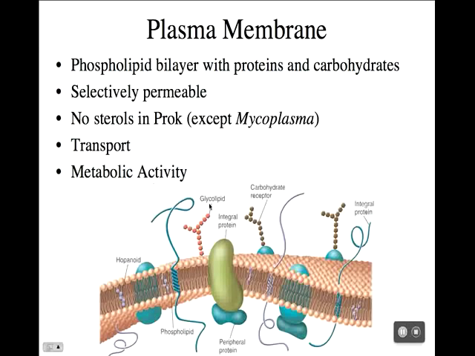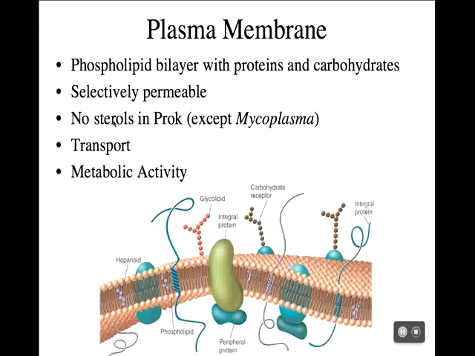Now, a couple of differences. So far, everything's been the same between procs and eucs. A couple of differences between them. There are no what we call sterols in a prokaryotic cell. We're going to see in eukaryotes there are these structures in the cell membrane called sterols. There are no sterols in prokaryotes. The only exception is mycoplasma. I put it here for completeness' sake. Stay tuned, I'm going to talk more about mycoplasma in a moment, but he's the only prokaryote that has sterols in his membrane.